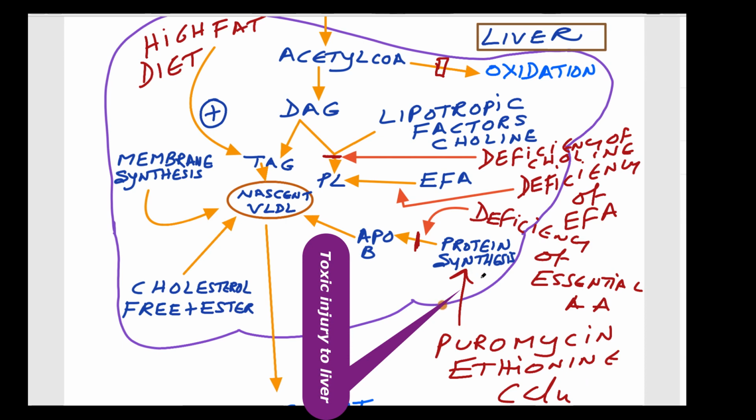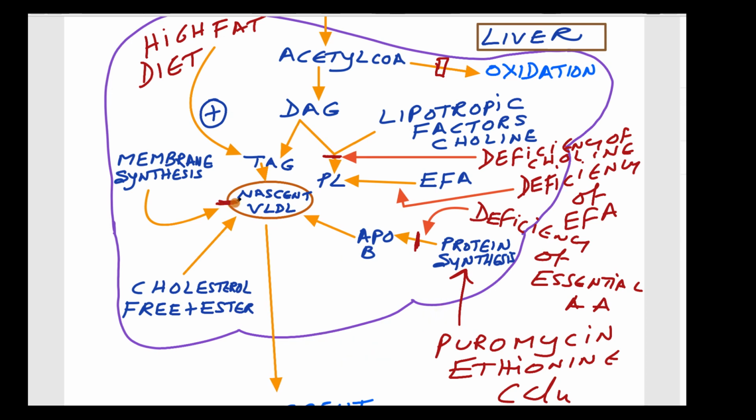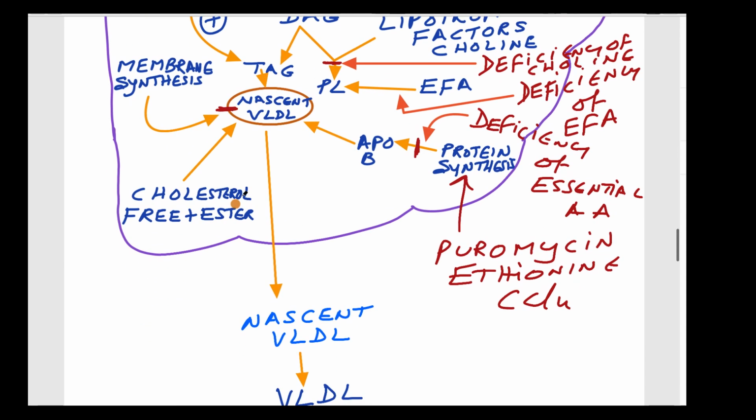In that condition, what happens? ApoB cannot be synthesized. So there is also defective membrane synthesis. That also decreases the synthesis of nascent VLDL. Also there will be a block in secretion. So all these aspects contribute to the development of fatty liver.